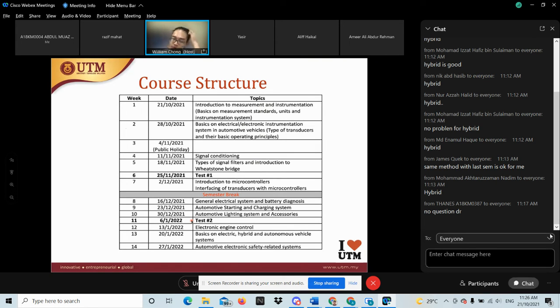Then this would be the course structure and the dates. As usual, if you followed my class last semester or before, I'll provide you with a schedule. Basically, test 1 is scheduled for week 6. Test 2 will be in week 11. So the dates are already given.